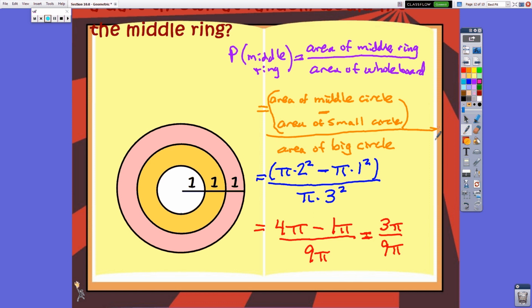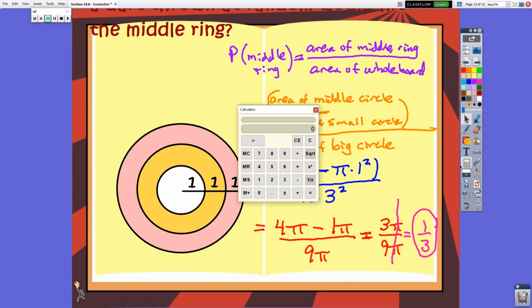Well, at this point, our pi's can cancel out, top and bottom, and then we're left with 3/9, which simplifies to be 1/3. So you could write your answer as this probability as a fraction of 1/3, or you could tell me what 1/3 is as a percentage. And so if you took your calculator and you did 1 divided by 3, then there's the decimal answer times 100, and it's 33.3 repeating percent.